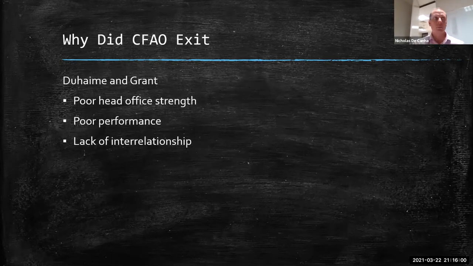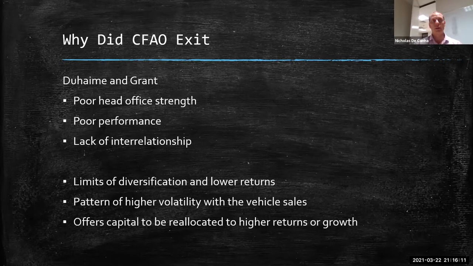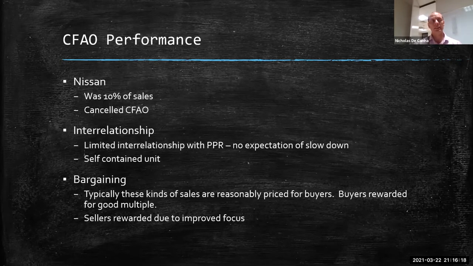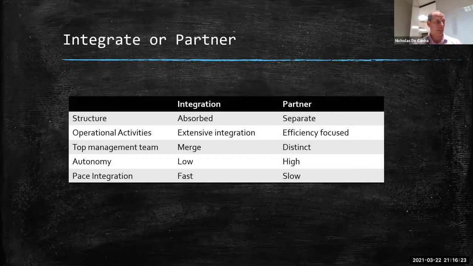Why did CFAO exit? We said, well, it's just that PPR decided that they were too unrelated, and they were focusing, they thought they could get better returns with lower volatility and reallocate their capital. This is how it worked out. And they were left largely alone. So yeah, it's a complex case. Doing business in all these small African countries is very difficult.